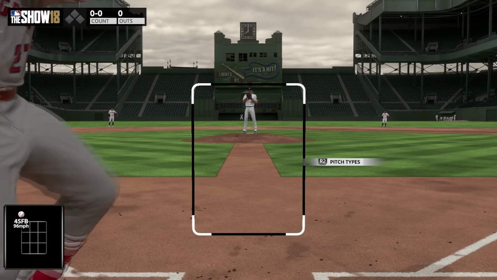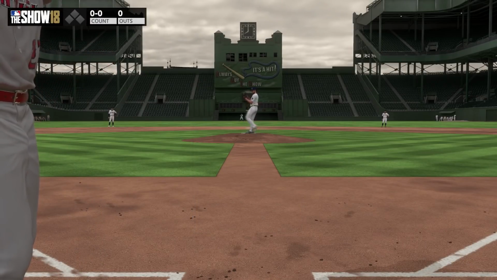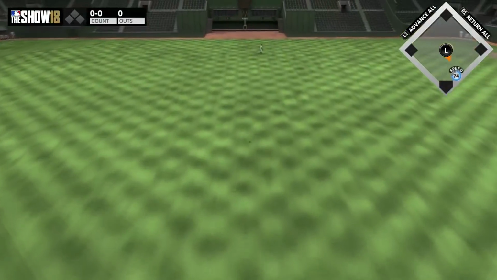So just because I'm pushing my analog up and to the right doesn't necessarily mean I'm going to hit it up and to the right, unless I have that good timing, or I'm just late on the pitch. So don't let that confuse you.